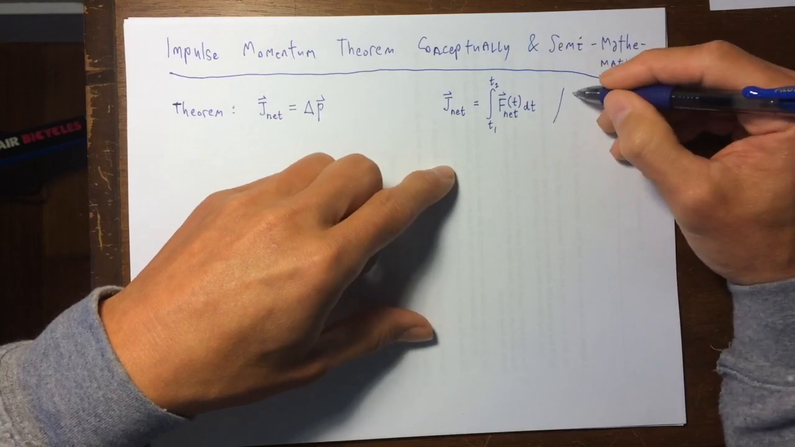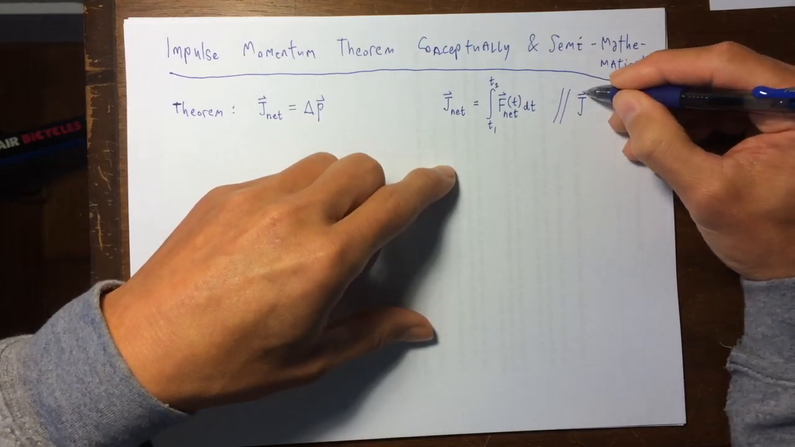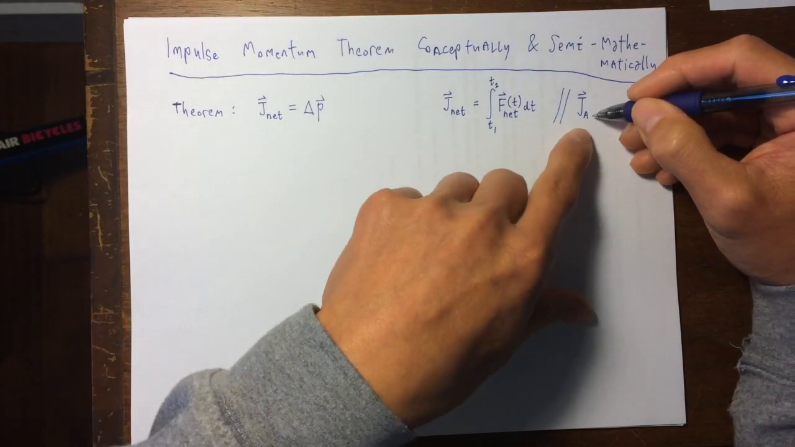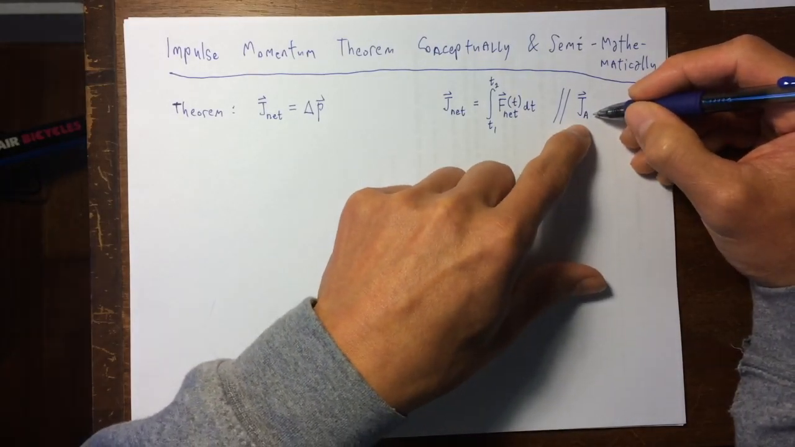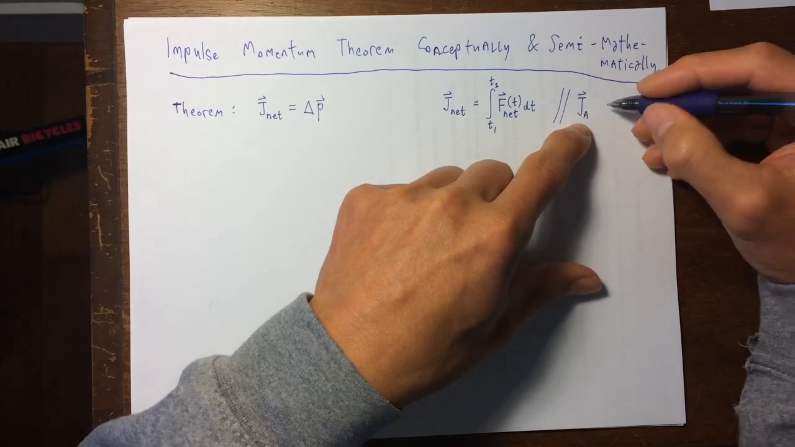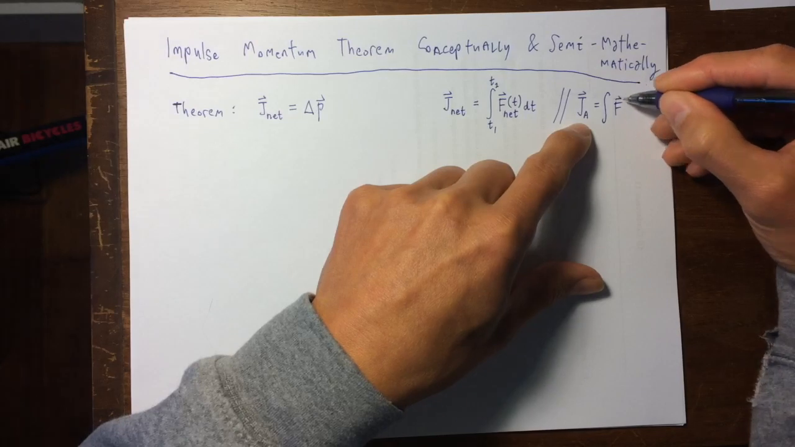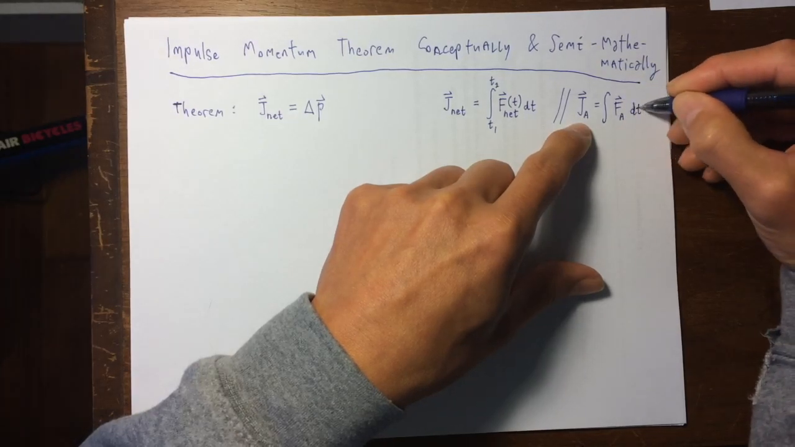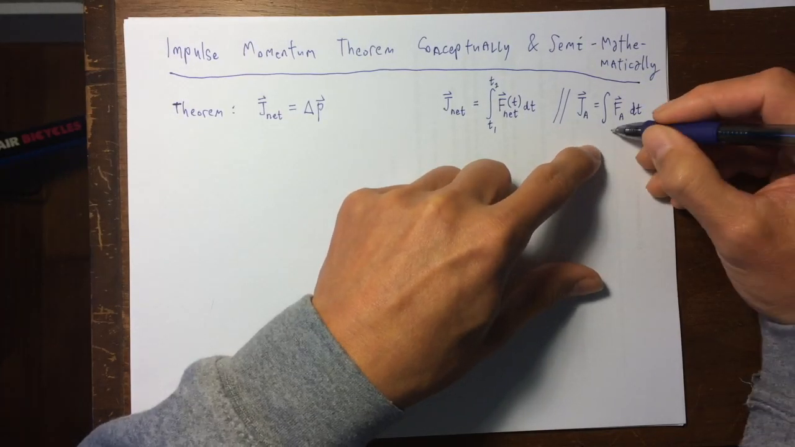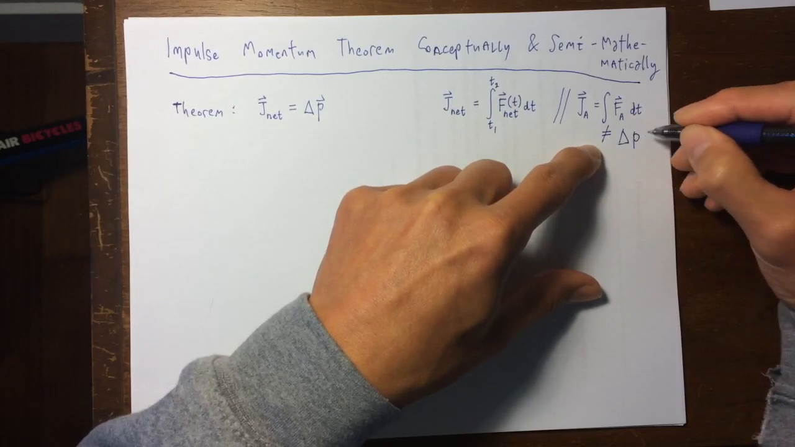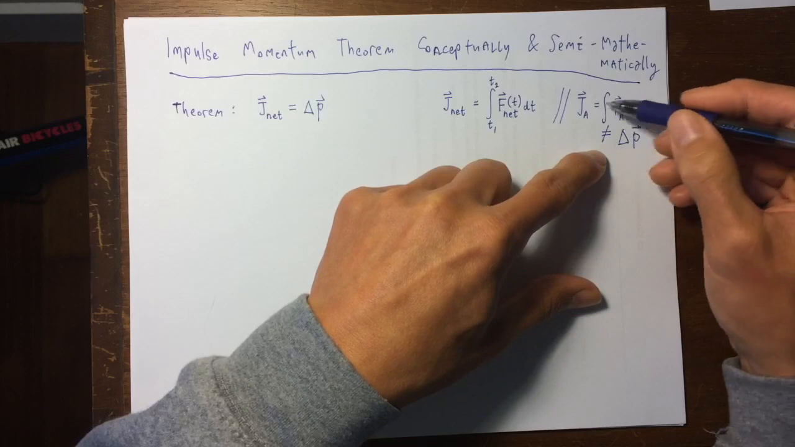If you want to, you can also just calculate the impulse delivered by any particular force. So I just use this character a to specify that we're talking about a force called F sub a, and it's just the integral of the force vector a dt. But this is not delta p. It is not the impulse momentum theorem.